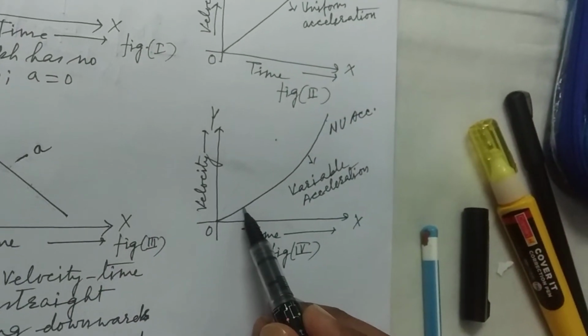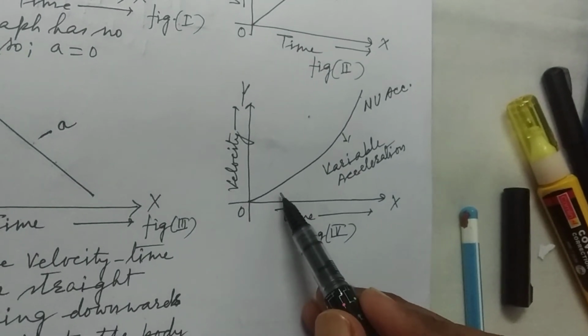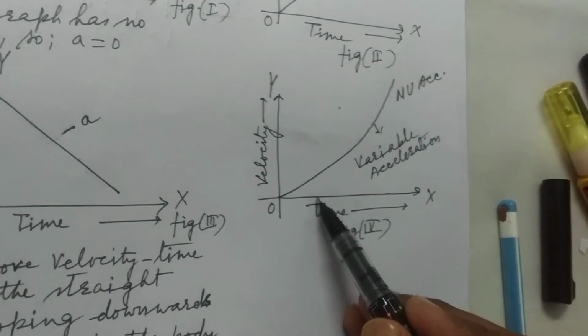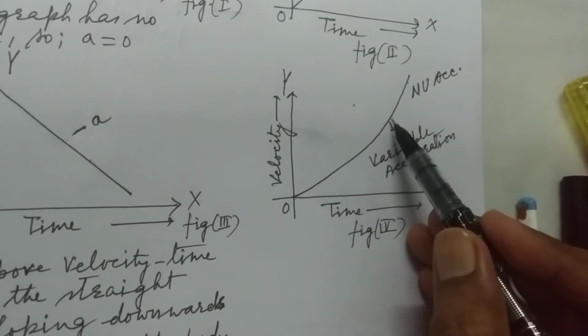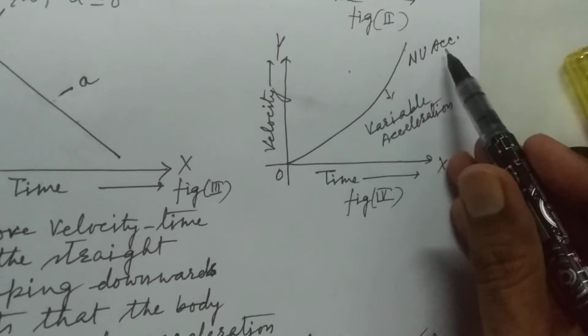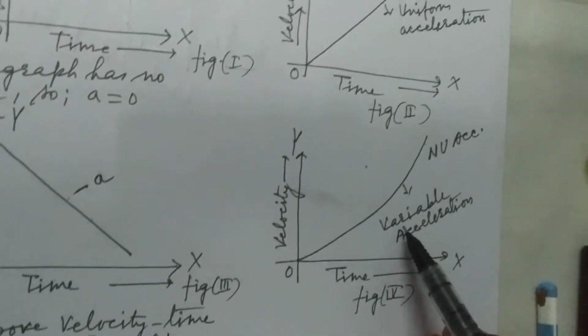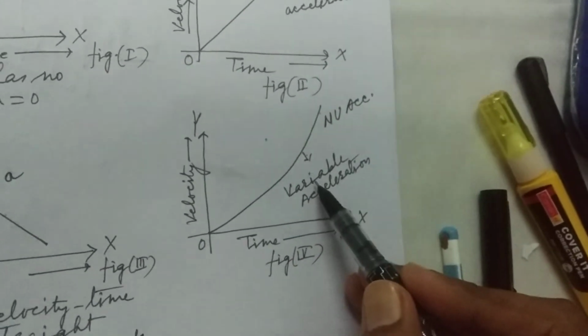So velocity is increasing with respect to time, but for equal time intervals, the velocity change is different. So this graph is going to tell about the non-uniform acceleration, and it is also called the graph for variable acceleration. So here there are some examples.